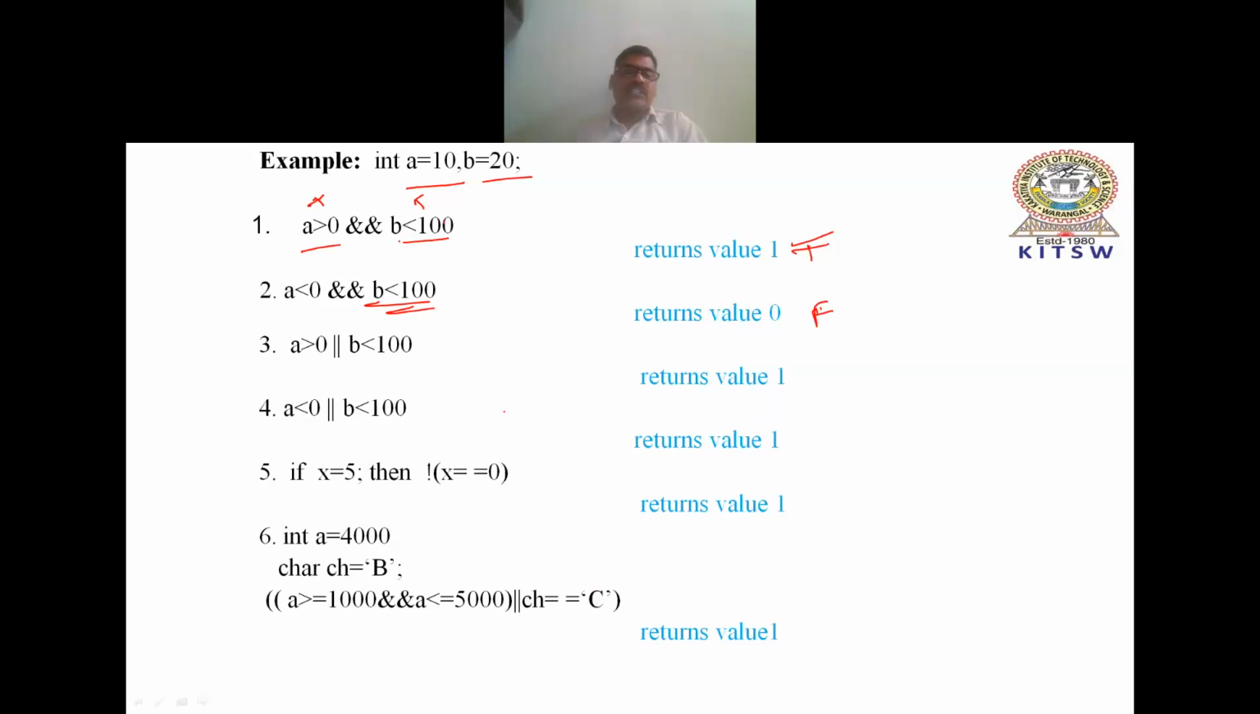So like that, two or more conditions can be combined with logical AND operation or logical OR operation. So if x is equal to 5, then negation of x is equal to 0. If you do not write double equal to, and write a single equal to, it is taken as an assignment statement. So please try to understand, 5 value is assigned to x, fine. This is a character constant. B is a character constant. B is assigned to ch variable. So you are able to check how multiple conditions can be checked using these logical operations.